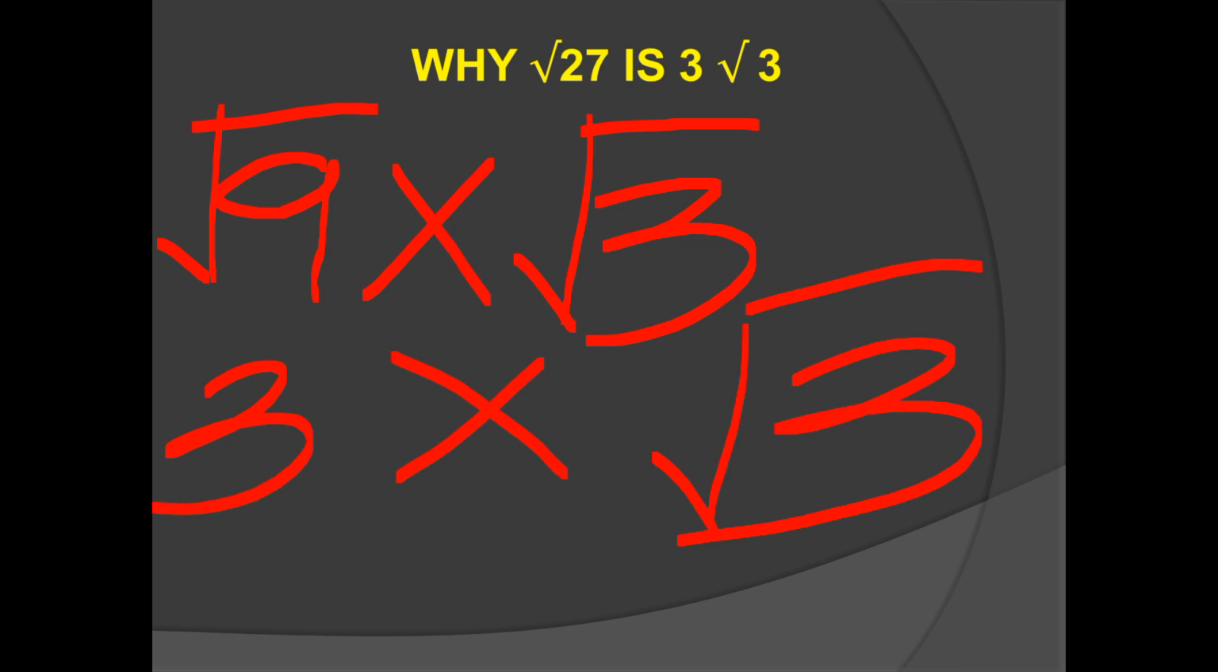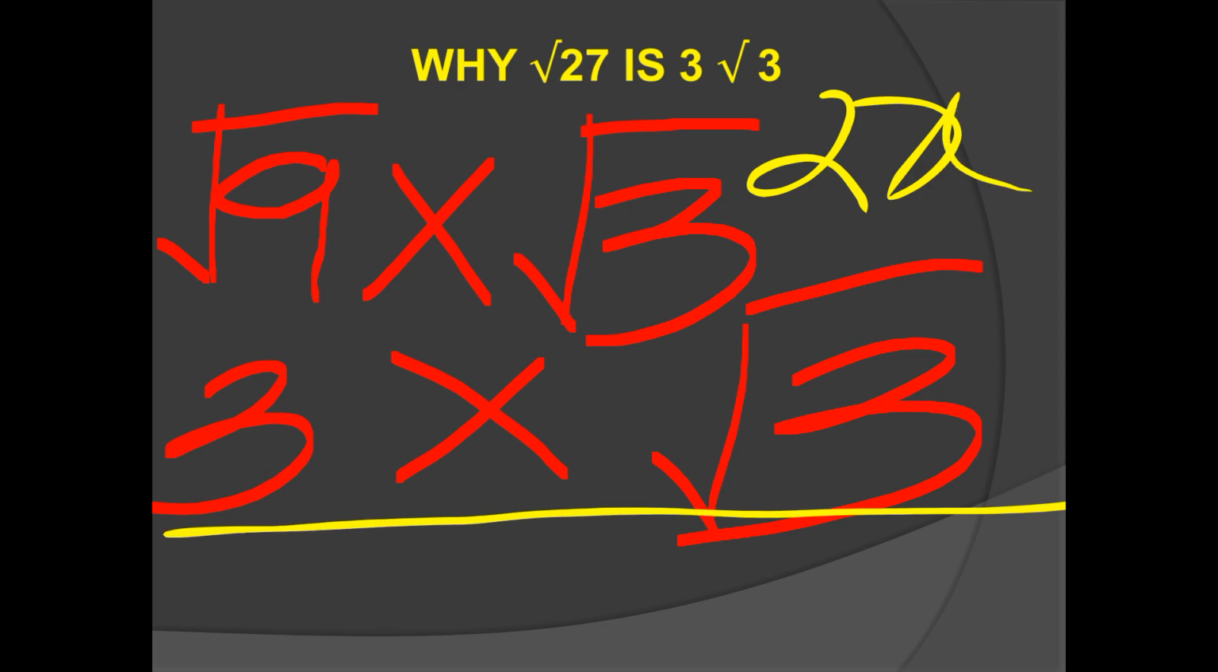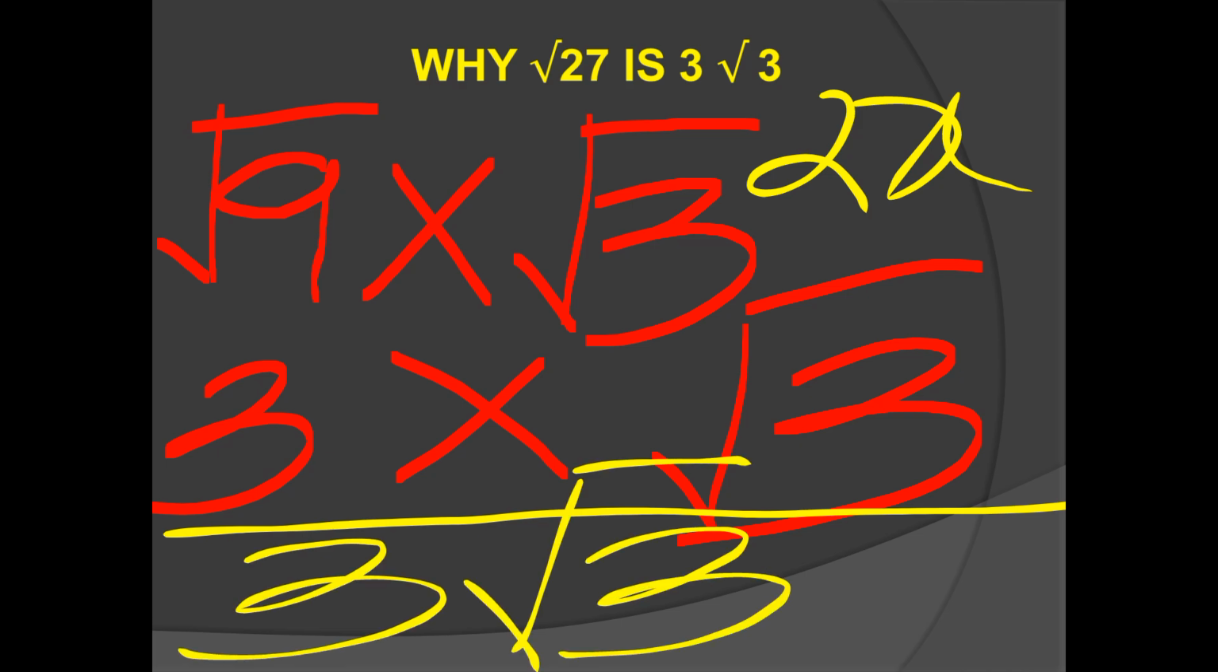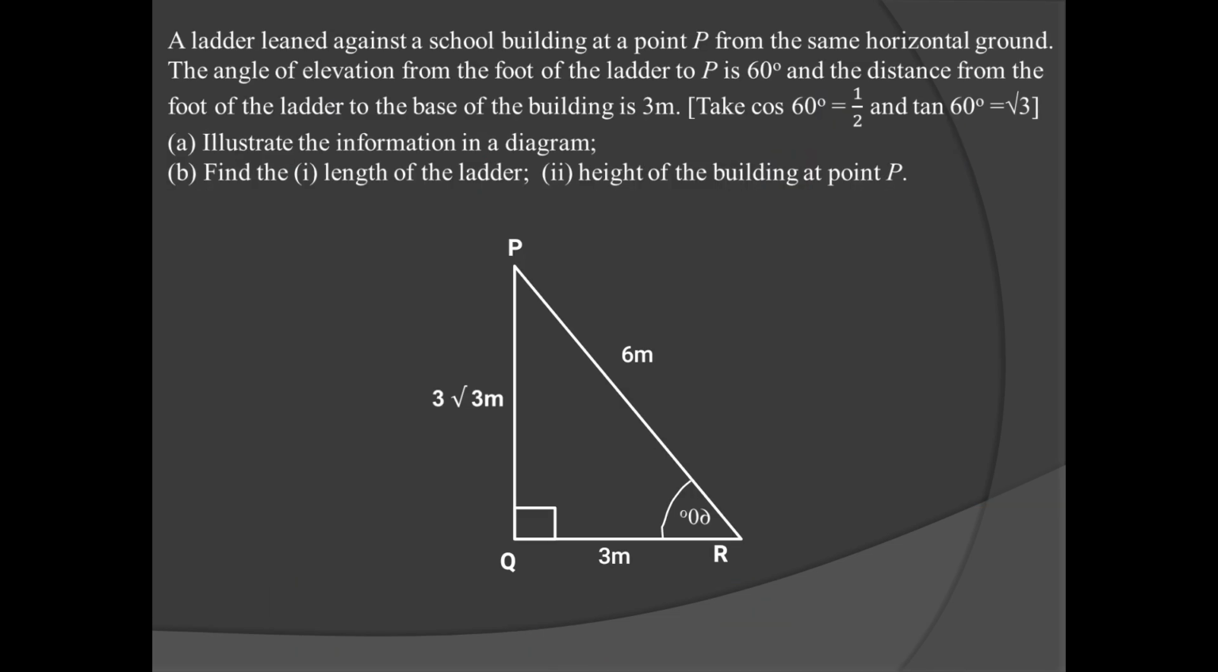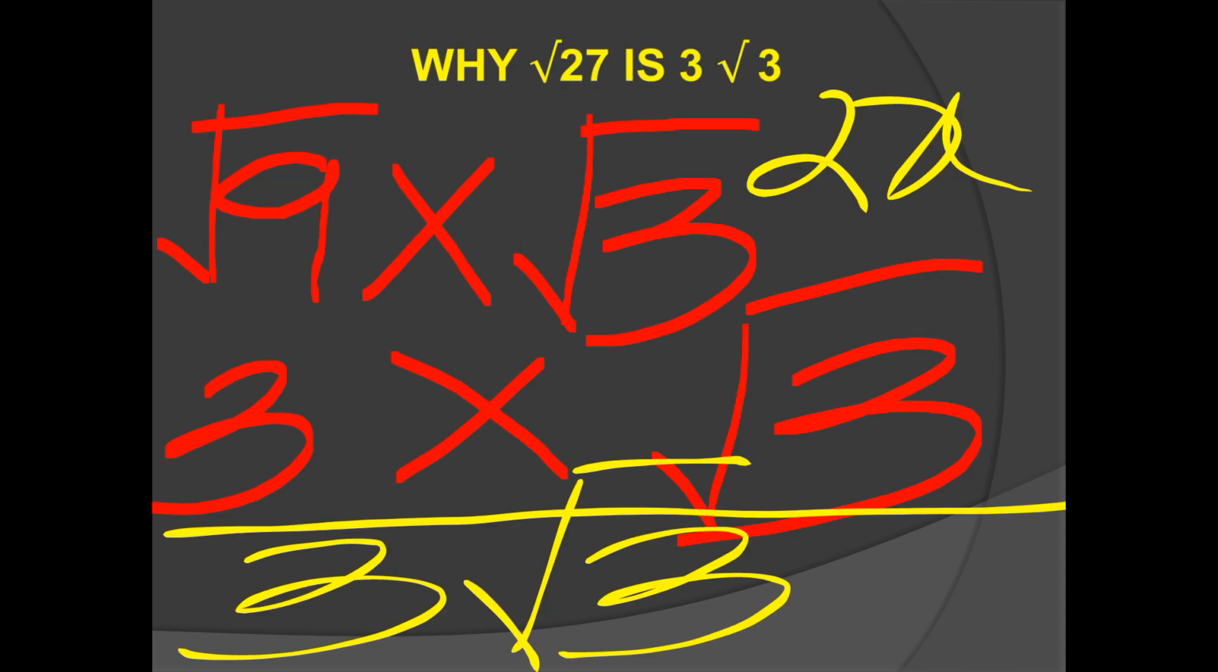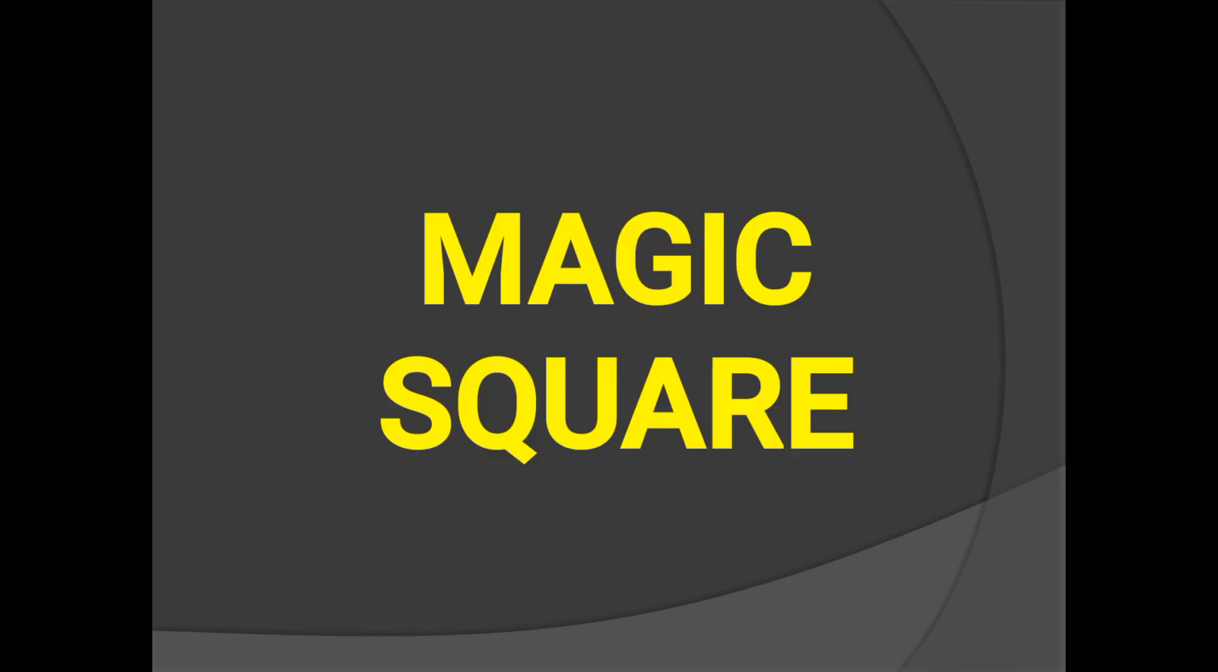And like I said, if you have 2 times x, you remove the times and then you make it 2x. It's the same thing. We have 3 times root of 3. So remove the times and it becomes 3 root 3. That is why root 27 is 3 root 3. So that is why it is 3 root 3 meters. All right. Good. So the next one, we are going to look at magic square.